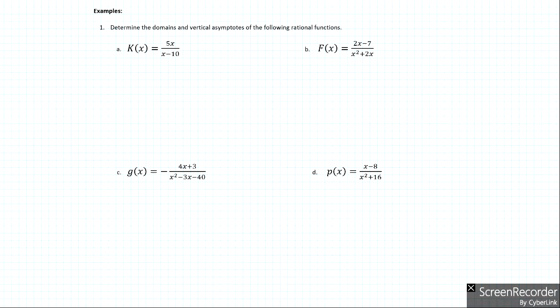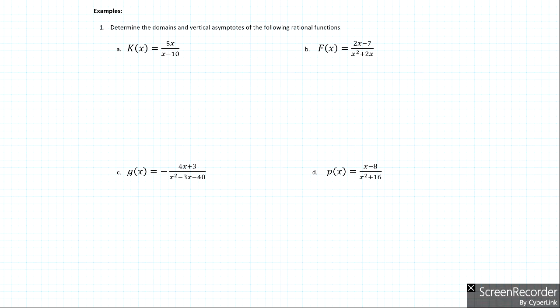For the domain restriction of a rational function, just like any fraction, we have this experience that we don't want the denominator to be 0 for a fraction. And for the same argument, we don't want the denominator of a rational function to be 0 either. And that's going to give us a domain restriction.